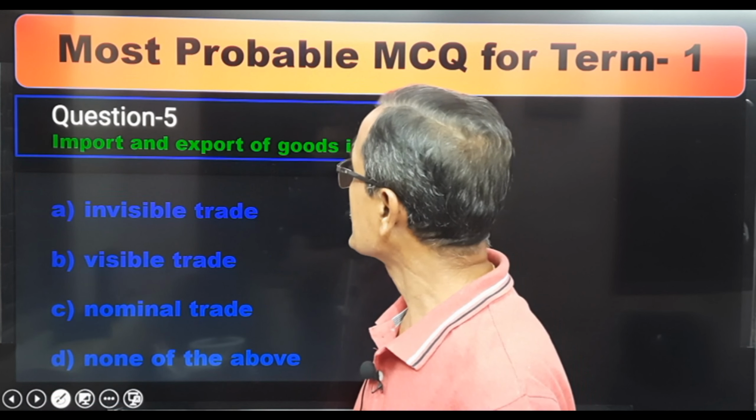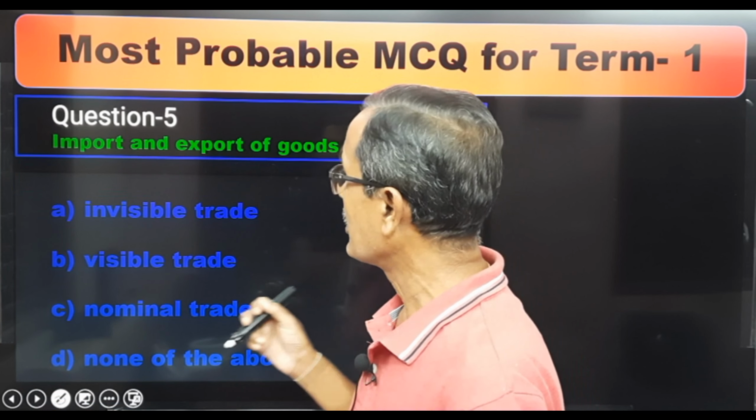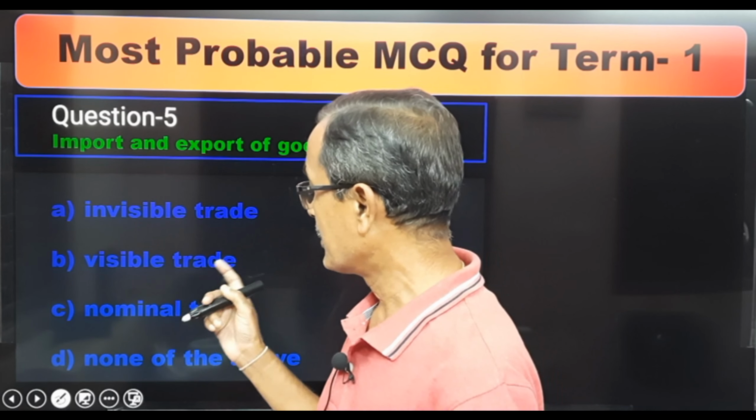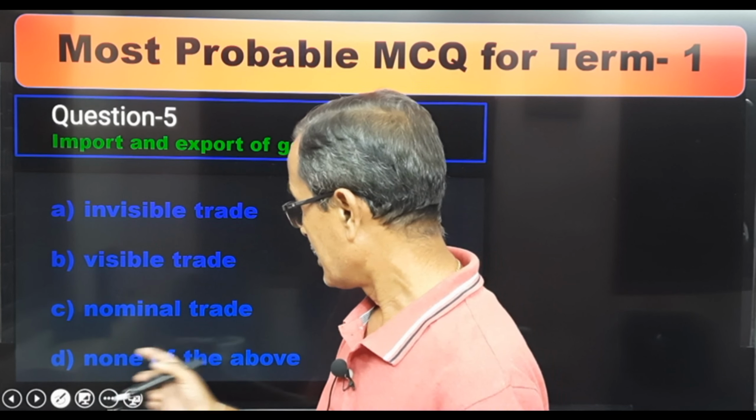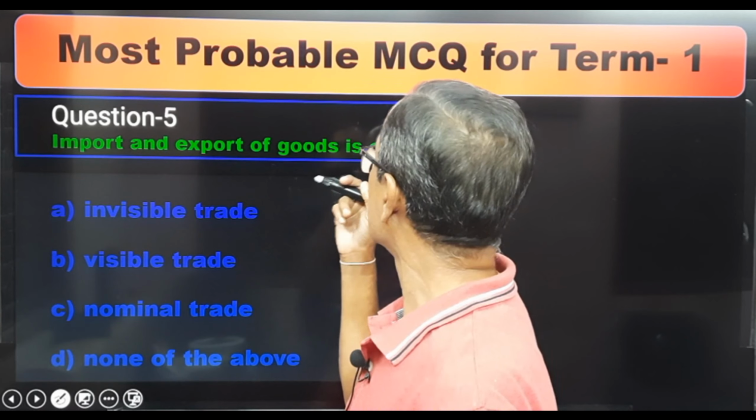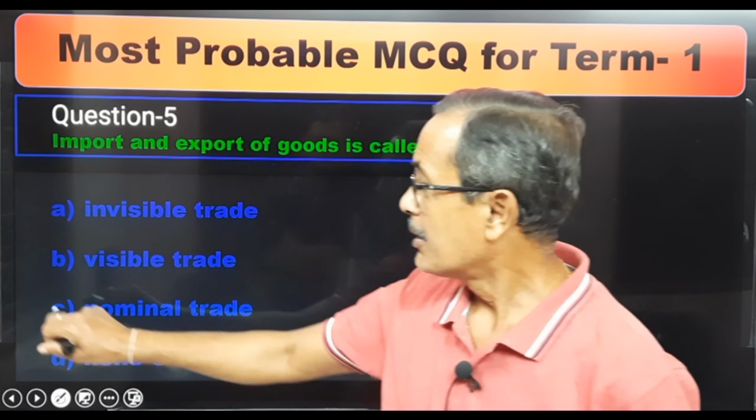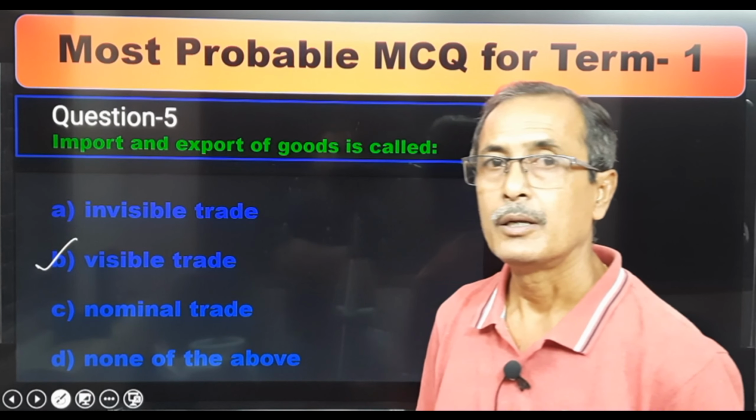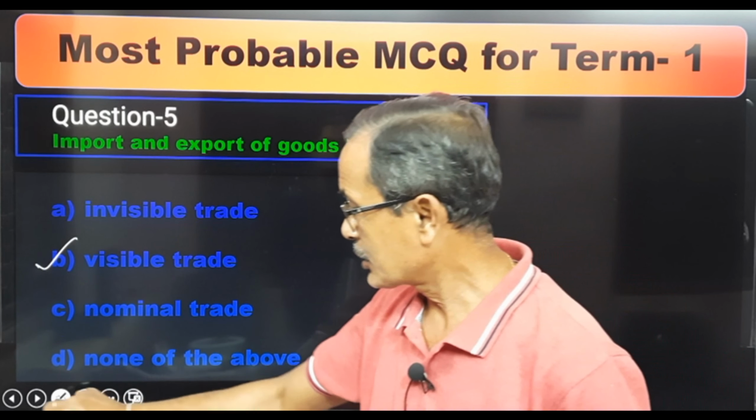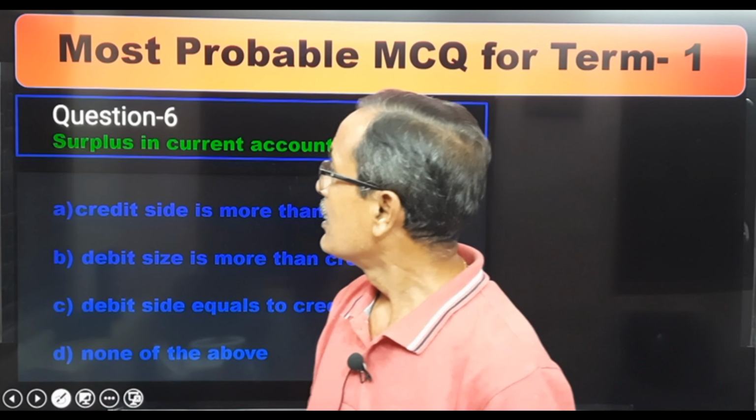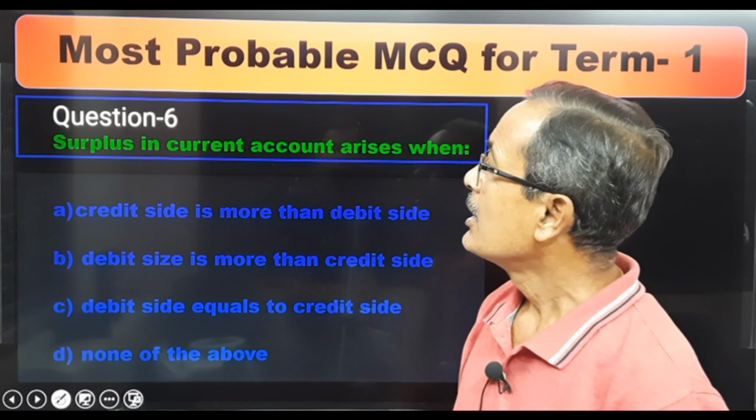Next question is question number 5. Import and export of goods is called visible trade, invisible trade, nominal trade, none of the above. We know it is called, it's given goods, visible trade.